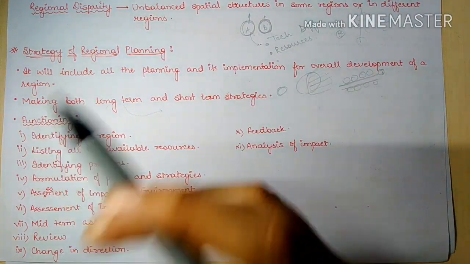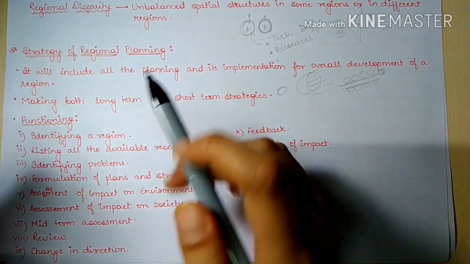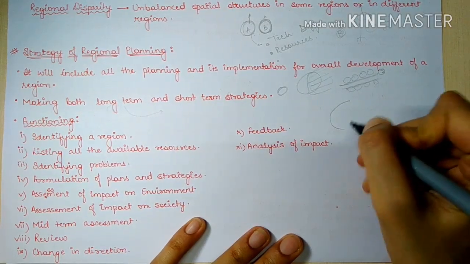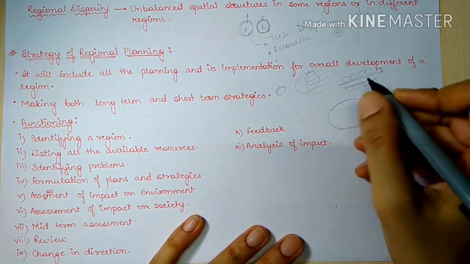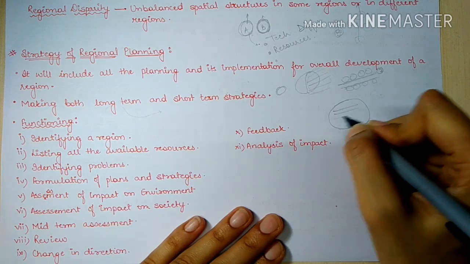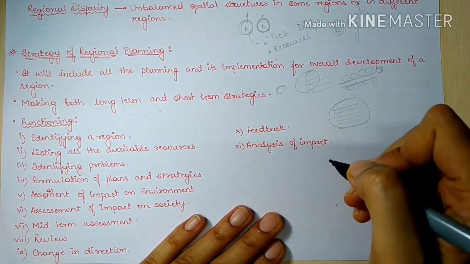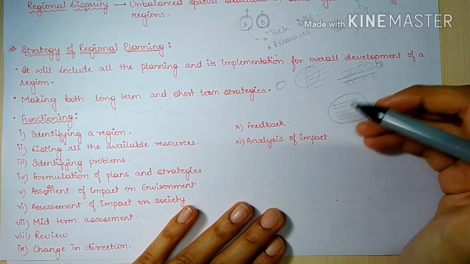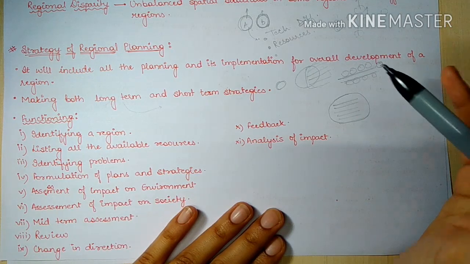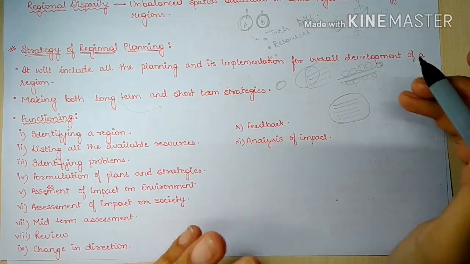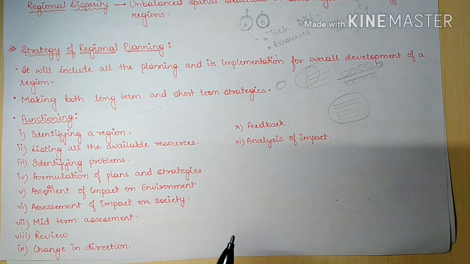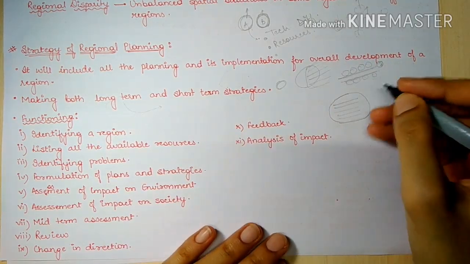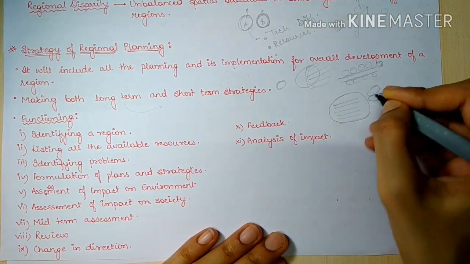Now what is the functioning of regional planning, how do we actually proceed with it? First we have to identify a region. Now when the region is identified, we have to make a list of all the resources that are available in this region. After the resources are listed, we have to identify what all the problems in this region are. After identifying the problems, we have to formulate plans and strategies keeping in mind the resources as well as the problems of the region.